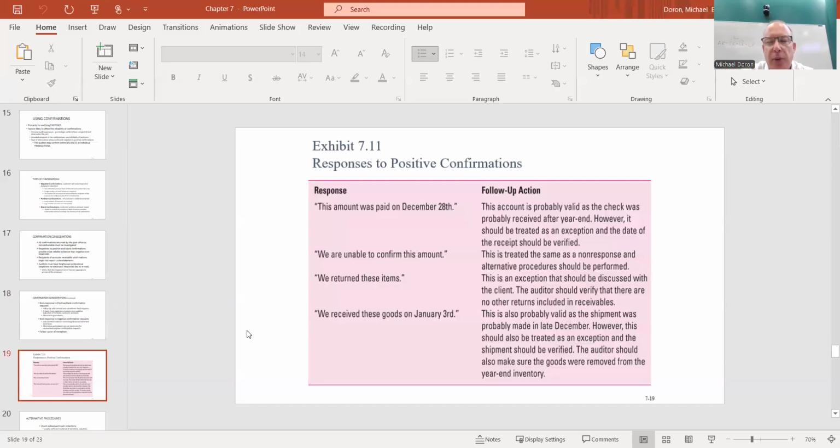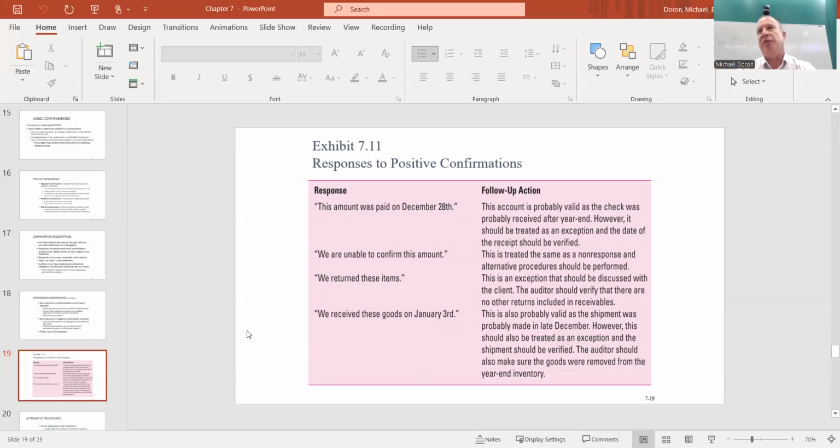Okay, so they give some examples here of what might happen. The customer writes back to you, this amount was paid on December 28th. This account is probably valid as the check was probably received after year end. So what happened on the December 31st balance sheet, it said that the receivable was outstanding. So you send them a confirmation and they write back to you, no, we mailed out the check on December 28th. Probably that's just fine. You just want to check the subsequent receipts that they did get it maybe early January sometime.